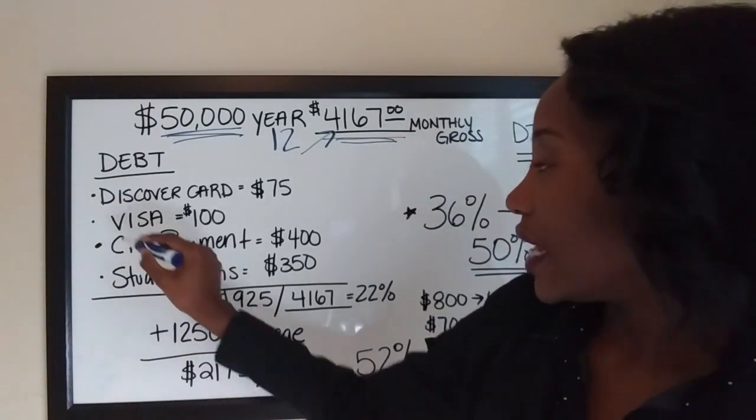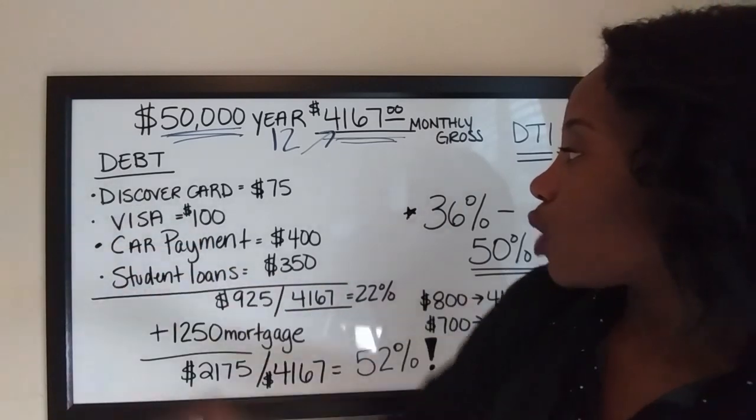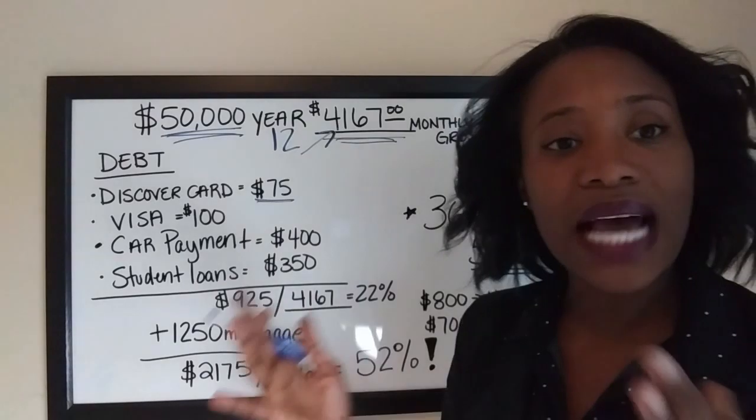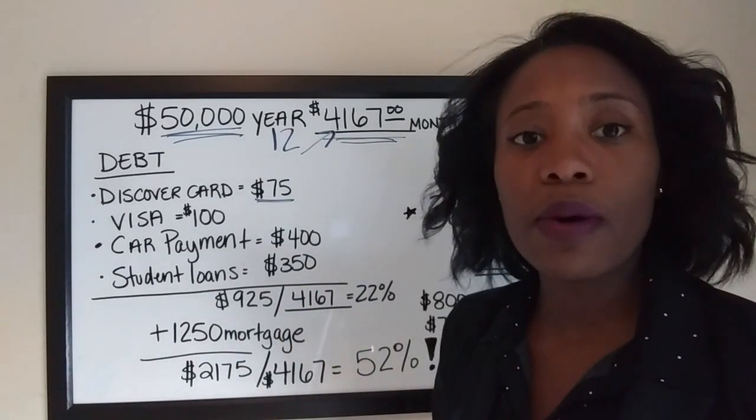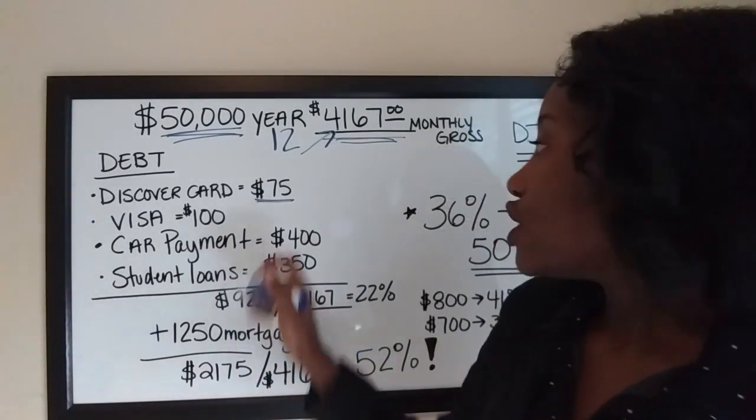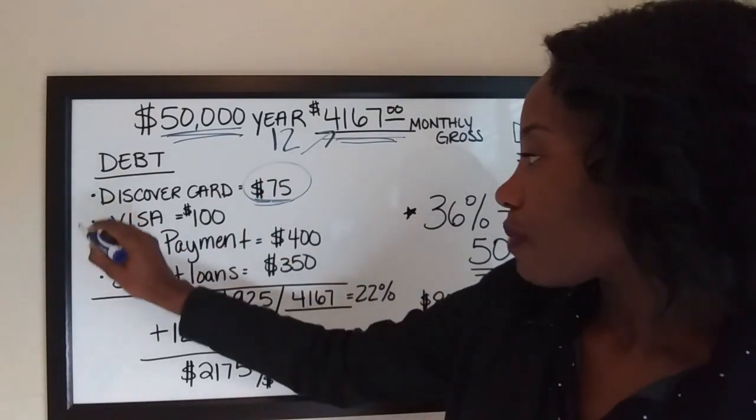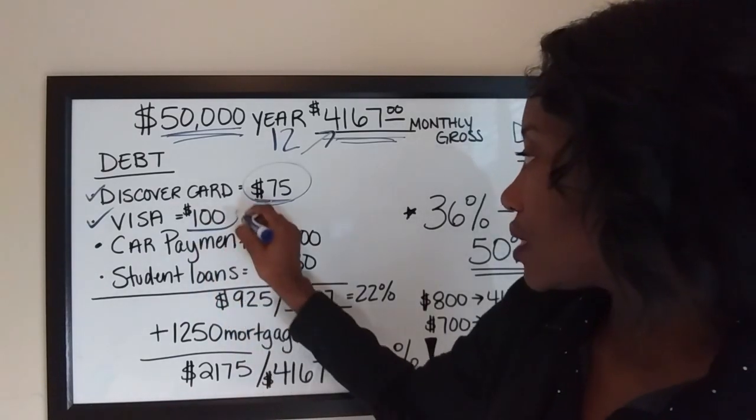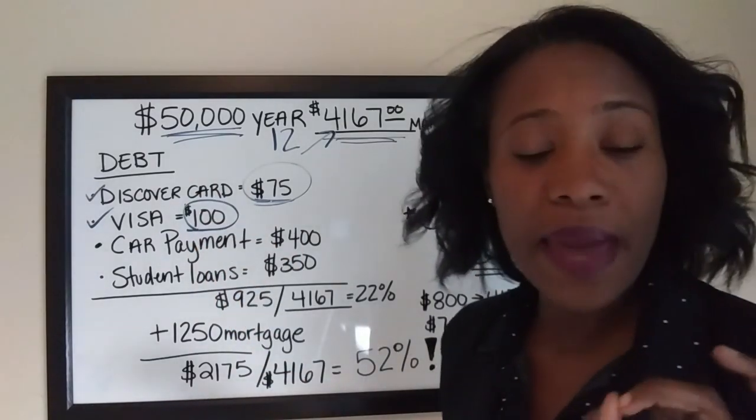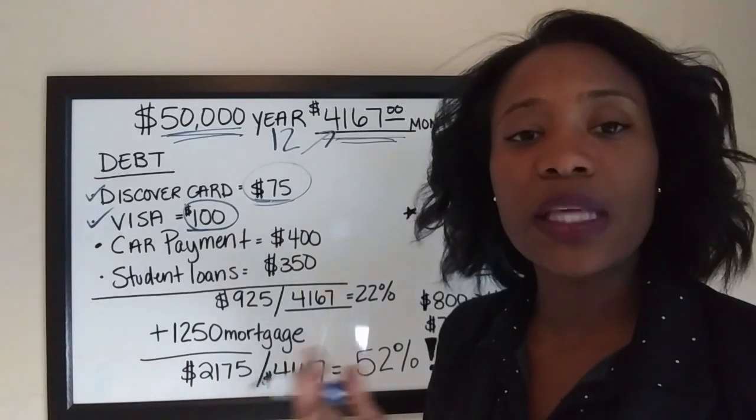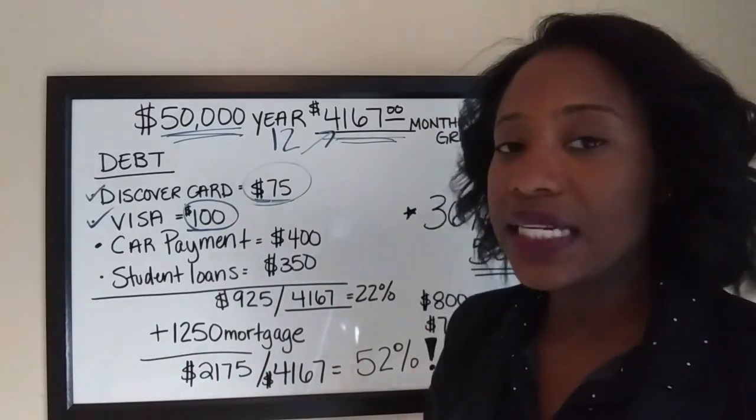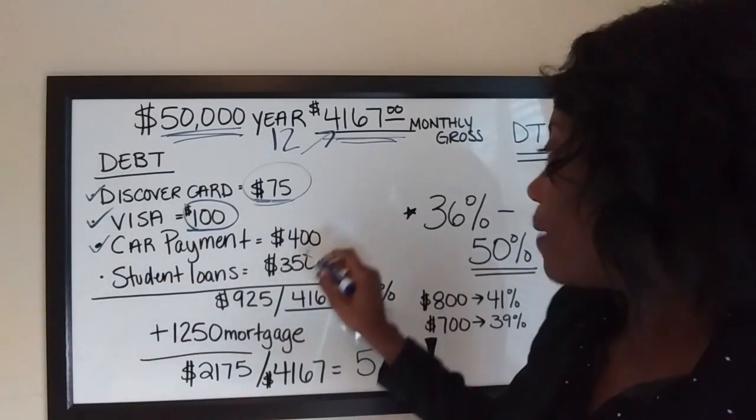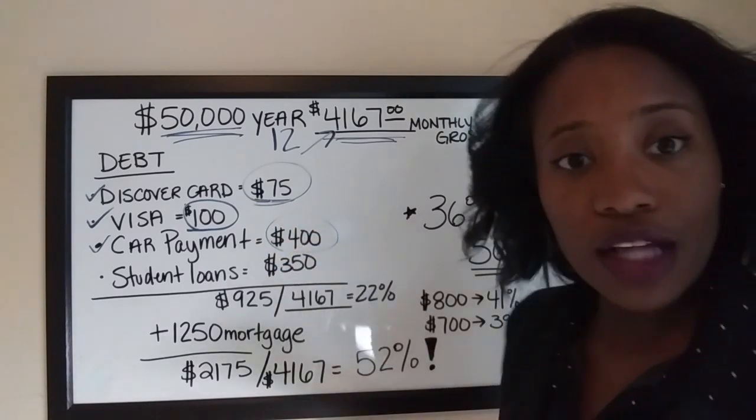So let's go over this debt. For this example, this person has a Discover card, and the minimum payment, so you don't have to do the entire balance, but you need to know the minimum payment usually on your debt. So that's going to be $75. Then this person has a Visa card, and that is $100. And that, again, is the minimum payment. Don't worry about the balance. What's the minimum you have to pay every month to keep that account in good standing? So next is a car payment. This person has a car payment of $400.